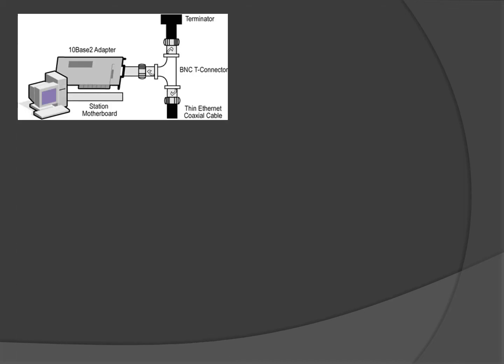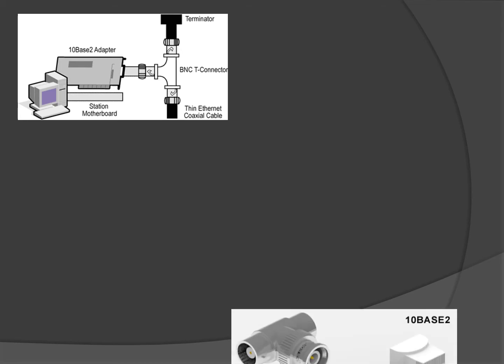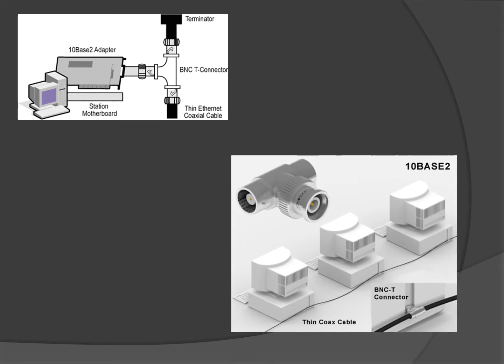So here are a few diagrams related to our 10 base 2. You can see the first diagram. There is a 10 base 2 adapter which is directly connected to the BNC T connector, and we are using thin net coaxial cable in order to achieve connection. You can also see in the second diagram the BNC T connector which we are using for achieving connection in 10 base 2 Ethernet cabling.